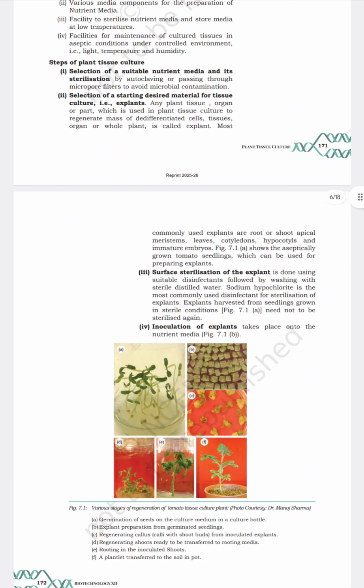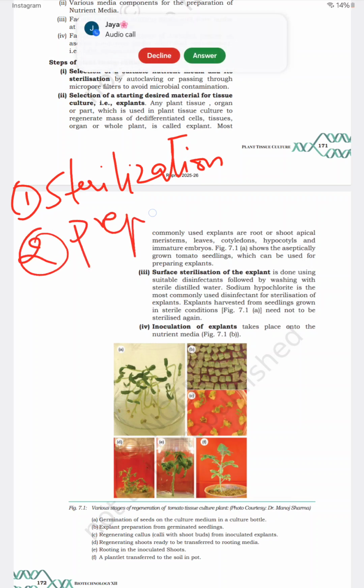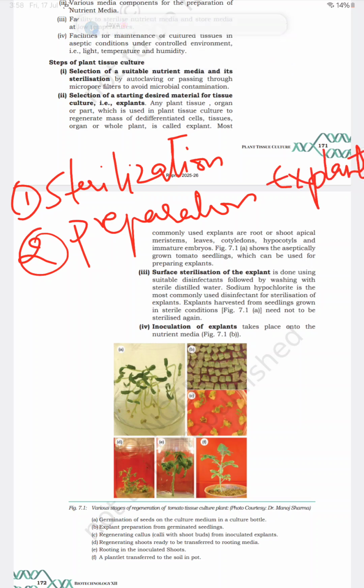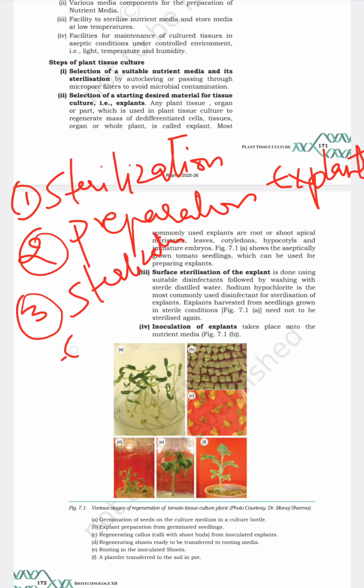First step, we sterilize the nutrient medium. First step is sterilization, and the next step is preparation of the explant. Preparation of the explant, and then sterilization of the explant, then inoculation.